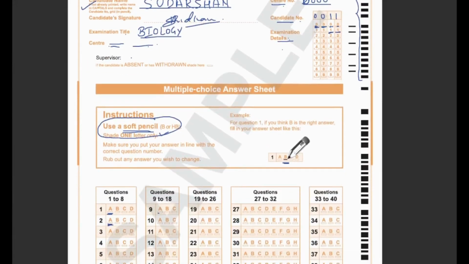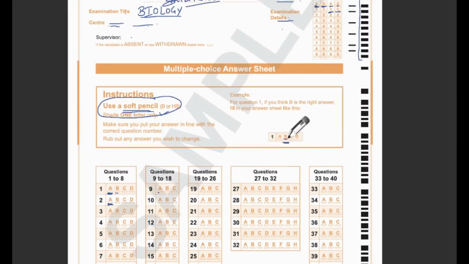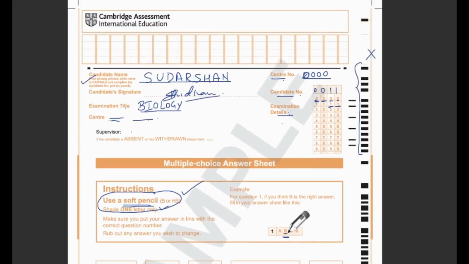This is a sample paper from Cambridge International, but please see that there are 4 options here: A, B, C and D. Only 4 options will be there. You need to select one of the correct options and bubble it with a pencil. Please do use only pencil to write your answers on the OMR sheet. This is one thing.